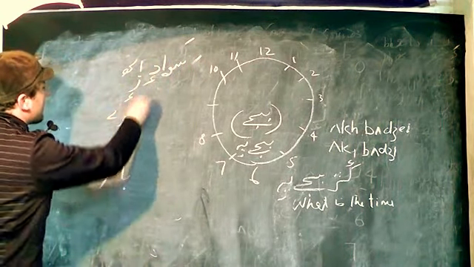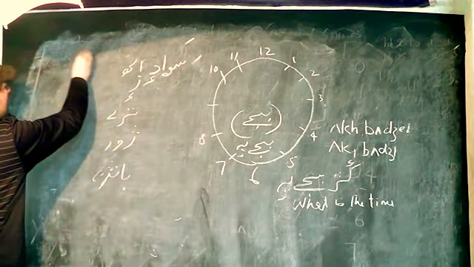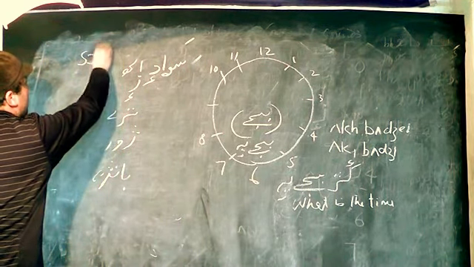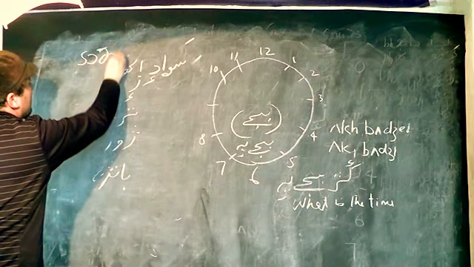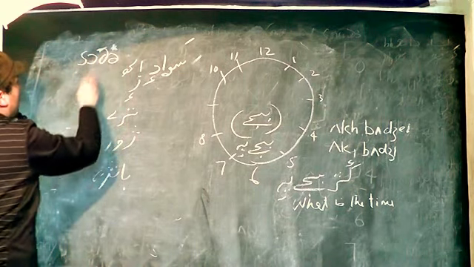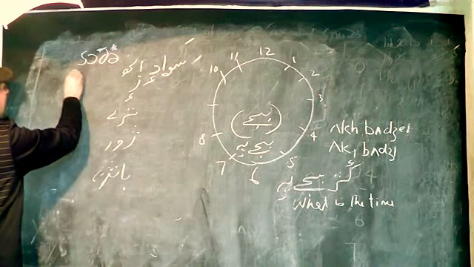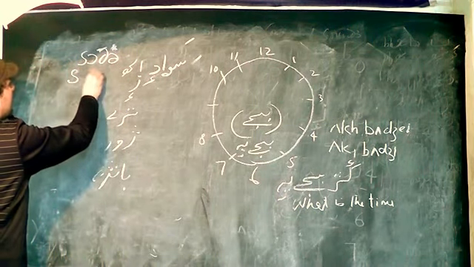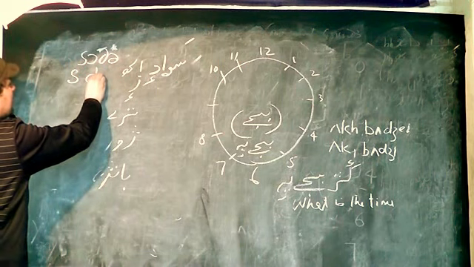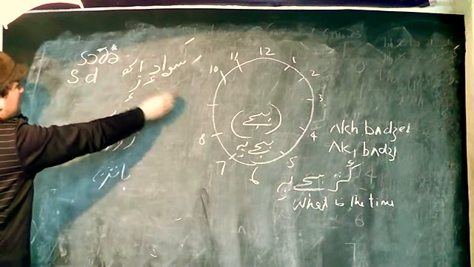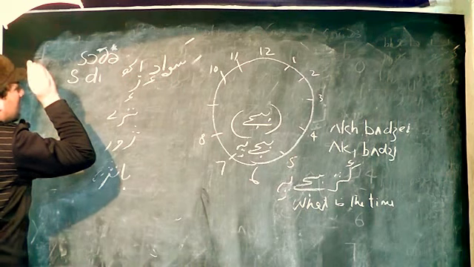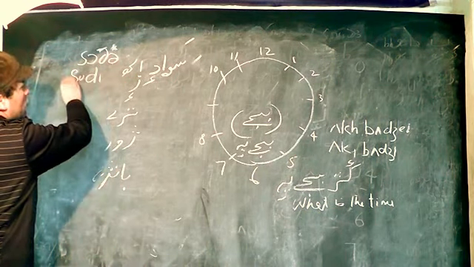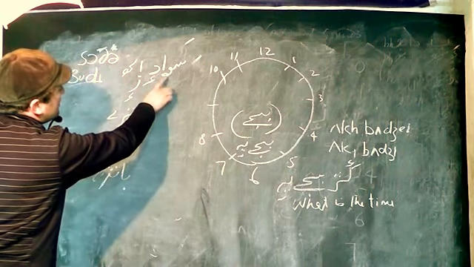I write here the transcription. It's swa the, or I will transcribe it in Roman like this. It's o, then here there is d for this, then there is u. So it's swa the. That means this one you have to add.